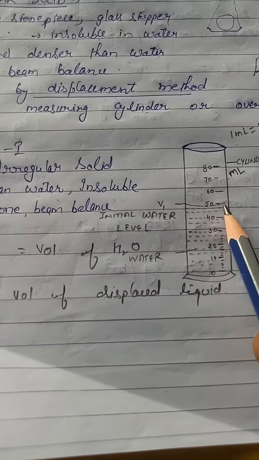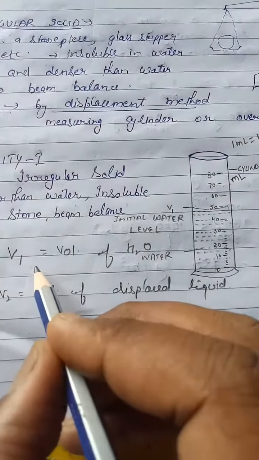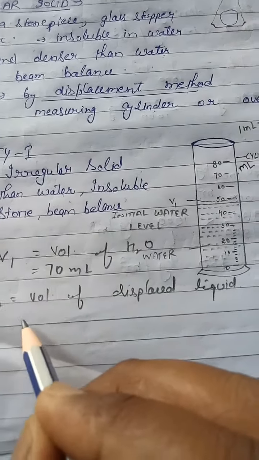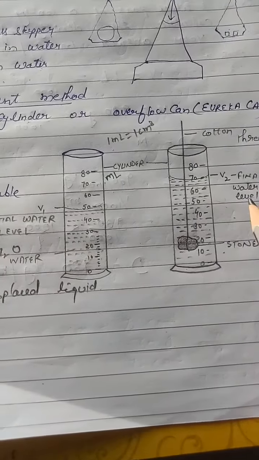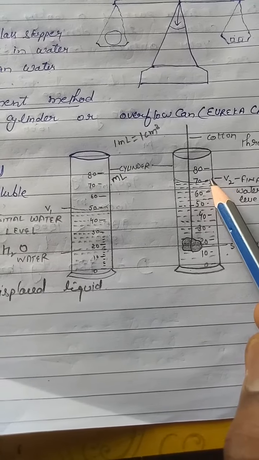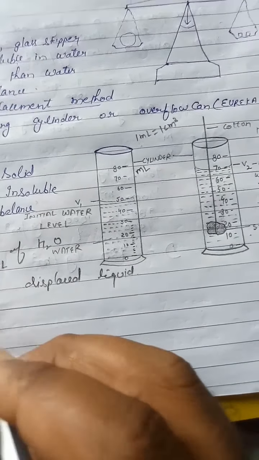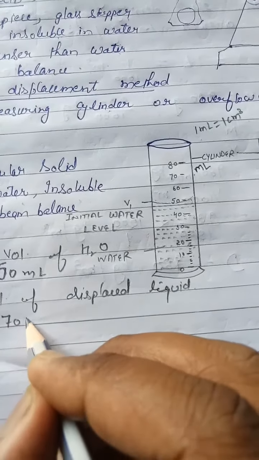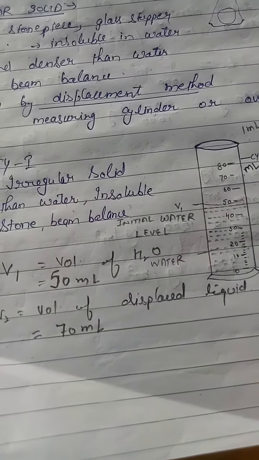Now look at that, first volume V1 is denoted with the 50 milliliter. Now volume V2, in the second measuring cylinder, is denoted with the 70 milliliter. So what is the change in the volume?